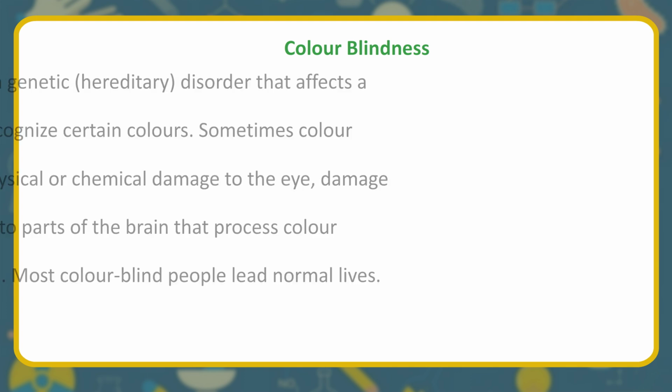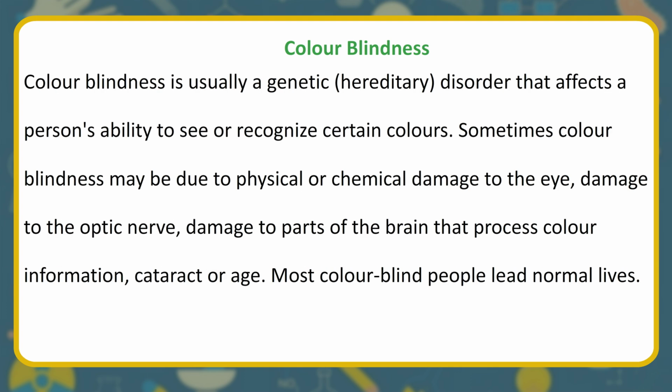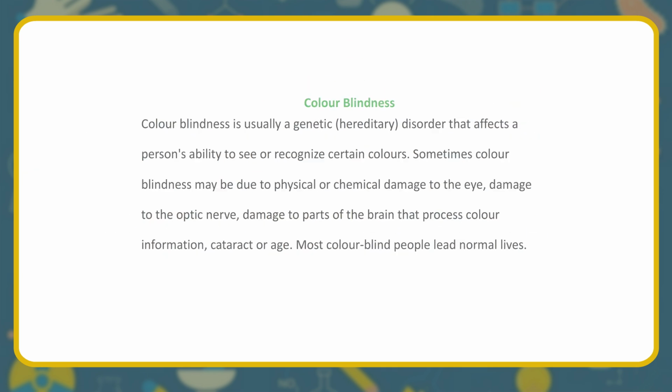Color blindness. Color blindness is usually a genetic, hereditary disorder that affects a person's ability to see or recognize certain colors. Sometimes color blindness may be due to physical or chemical damage to the eye, damage to the optic nerve, damage to parts of the brain that process color information, cataract or age. Most colorblind people lead normal lives.